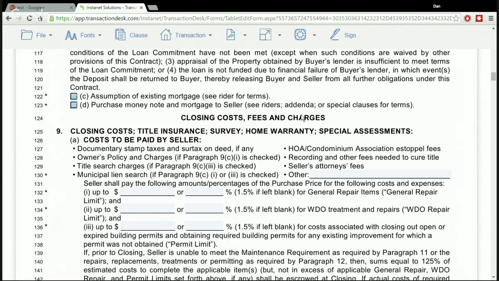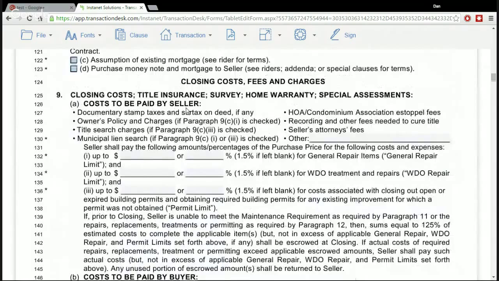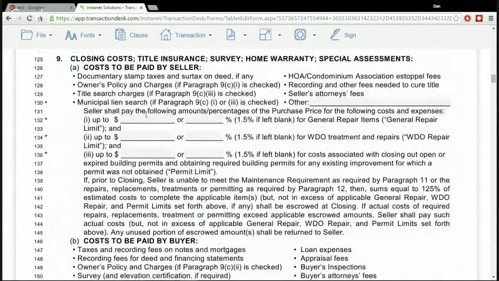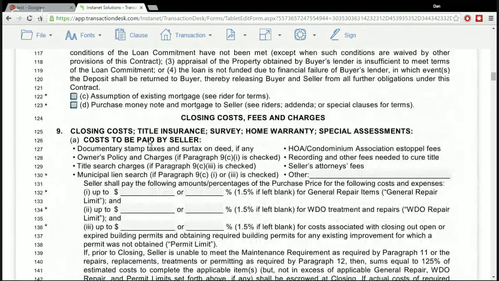Let's talk about the closing costs and fees and charges. So 9A is typical seller costs. 9B is typical buyer costs. And you can read all these. Doc stamps on the deed is the seller's obligation. The owner's title policy and charges is usually paid by the seller here in Hillsborough County. Title search charges, municipal lien search, HOA condo estoppel fees.